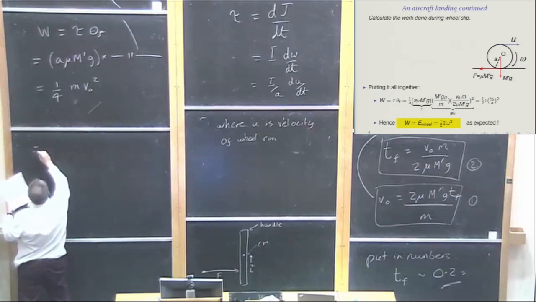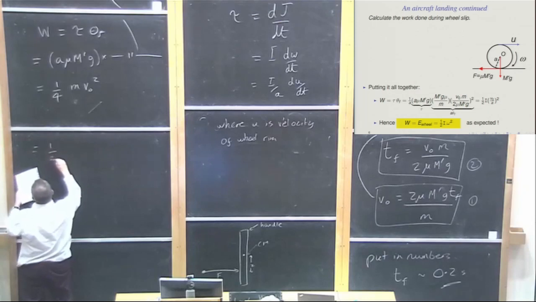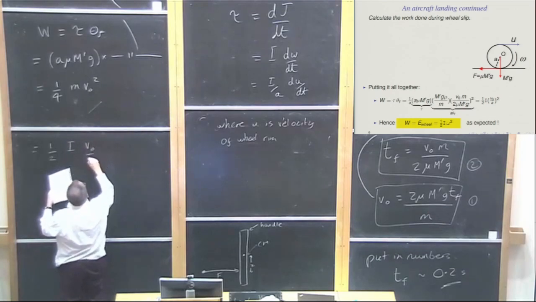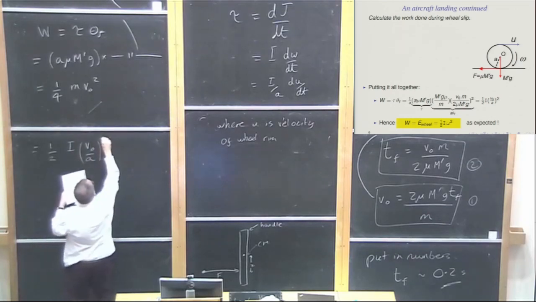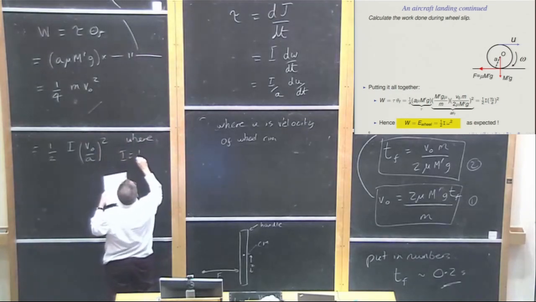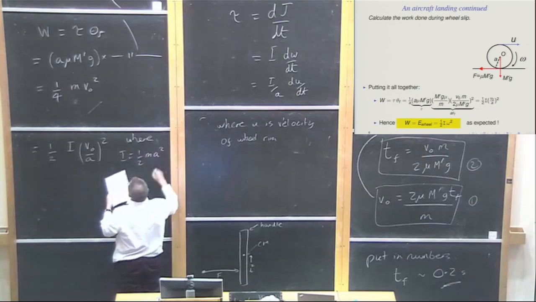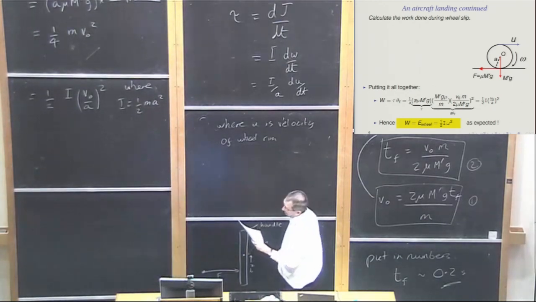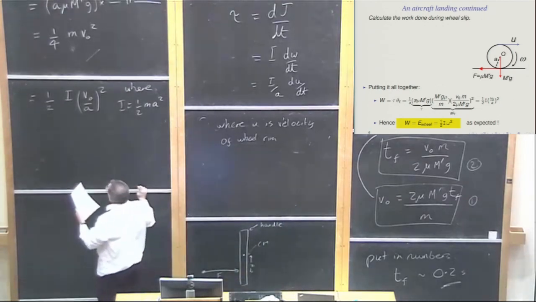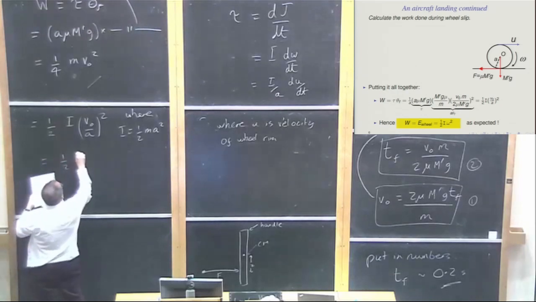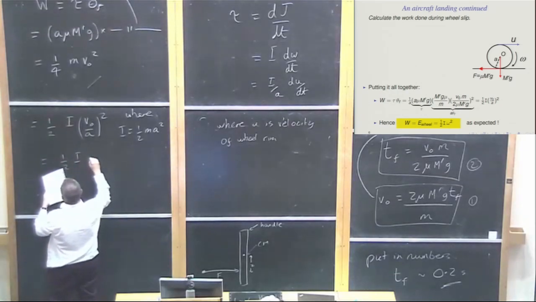We can write this as a half times I, v naught over a all squared, where I is what I has always been. I is just a half little m a squared. So you see those two expressions are identical, and v naught over a is omega squared.